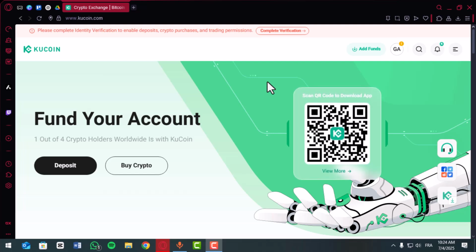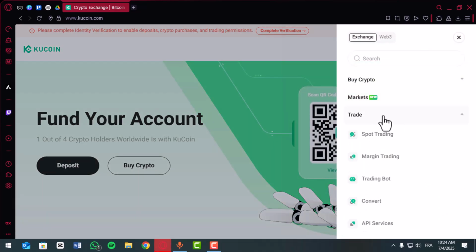Here's how to trade crypto in KuCoin step by step. First, open the KuCoin app or visit KuCoin.com and log into your account. If you don't have crypto yet, tap Buy Crypto to purchase with a credit card or bank transfer. Once your funds are available, go to the menu and tap on Trade, and then tap on Spot Trading.